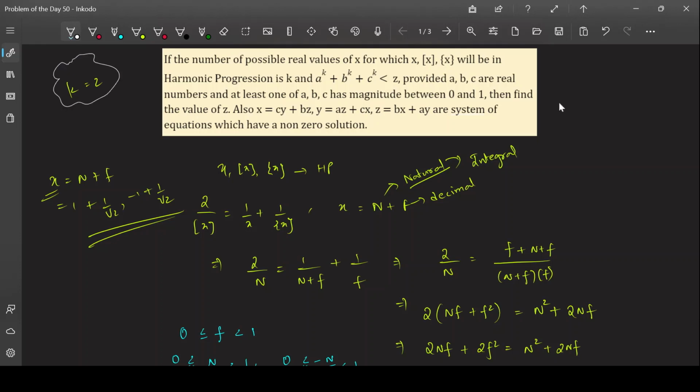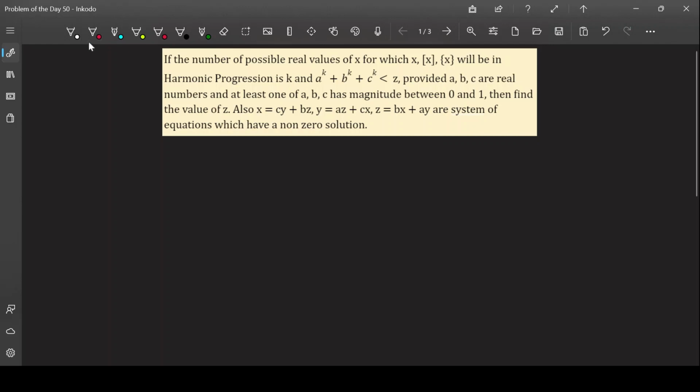Now we need to find the maximum value of a square plus b square plus c square, in the sense the limiting value in the upper bound. So a square plus b square plus c square is less than z, and we need to find the value of z. I will just erase all this stuff. K is equal to 2 is what we have derived, fine.